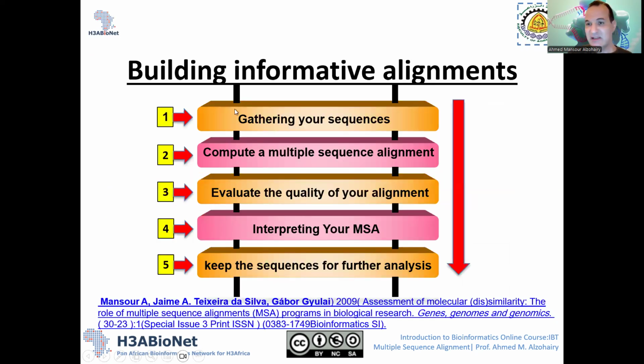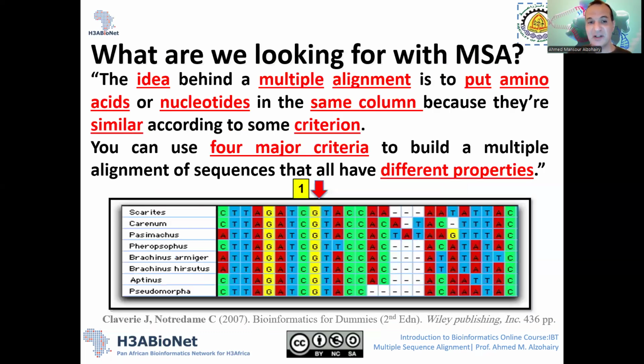Okay, now we'll see the main five steps for building an informative alignment. Number one is gathering your sequences. Number two is computing the multiple sequence alignment. Number three, evaluate the quality of your alignment. Number four is interpreting your multiple sequence alignment. Number five is keeping the sequences for further analysis. And we'll talk about most of these steps later during the lecture.